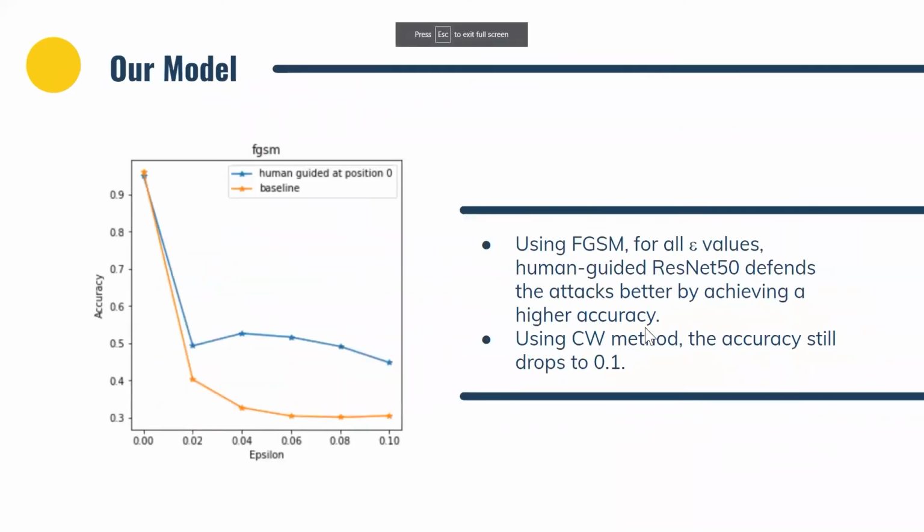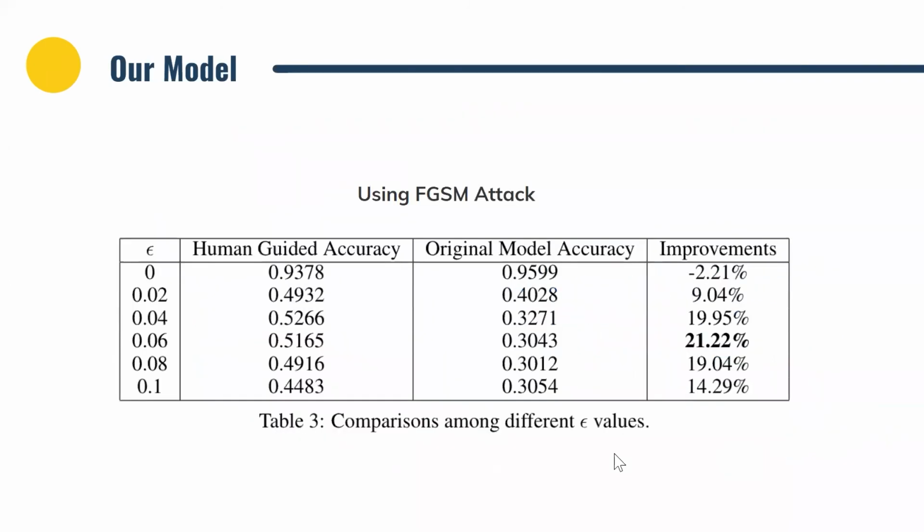Our human-guided model defends against the attack better, achieving a higher accuracy for all epsilon values using the FGSM method. It does not show significant improvement using the CW method. This table shows a side-by-side comparison between the human-guided model and the baseline. The human-guided model shows a significant improvement in accuracy with all epsilon values using the FGSM attack. The improvement maximizes at an epsilon value of 0.06, which is around a 21% increment.